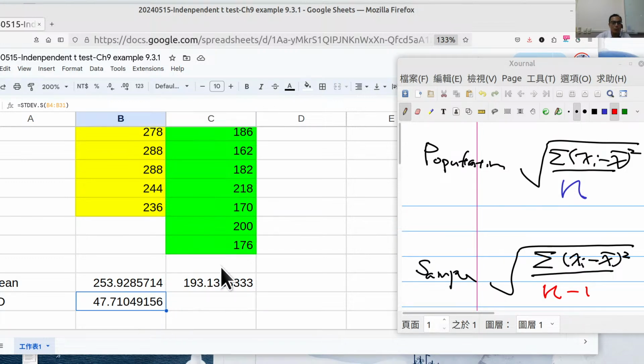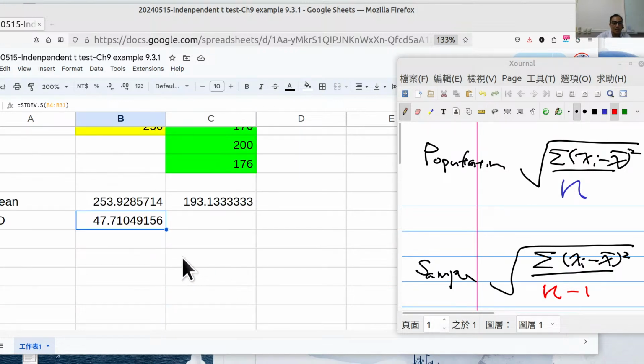Here you can do that again, or we have an easy way. See, there is a small round dot here. Click it and drag to the right. Done.